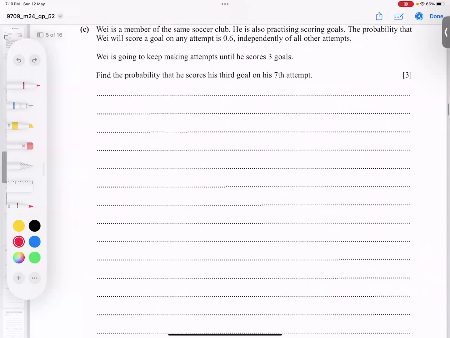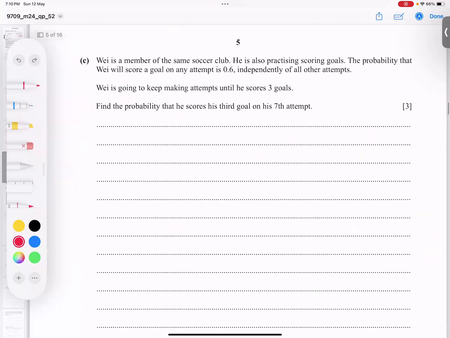Let's go for the next part of the question. He is a member of the same soccer club. He is also practicing scoring goals. The probability he will score a goal on any attempt is 0.6. Here the probability of success is changing now. Success is 0.6 and the probability of not succeeding is 0.4. Naturally, I subtract from 1. I show it once, because some students can ask me how I got this answer. Anyway, I showed you, this is done. The attempts are independent.